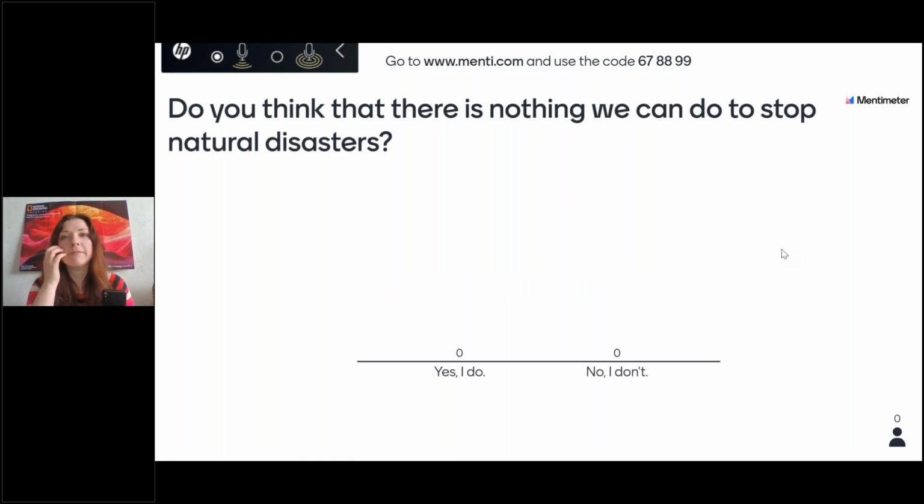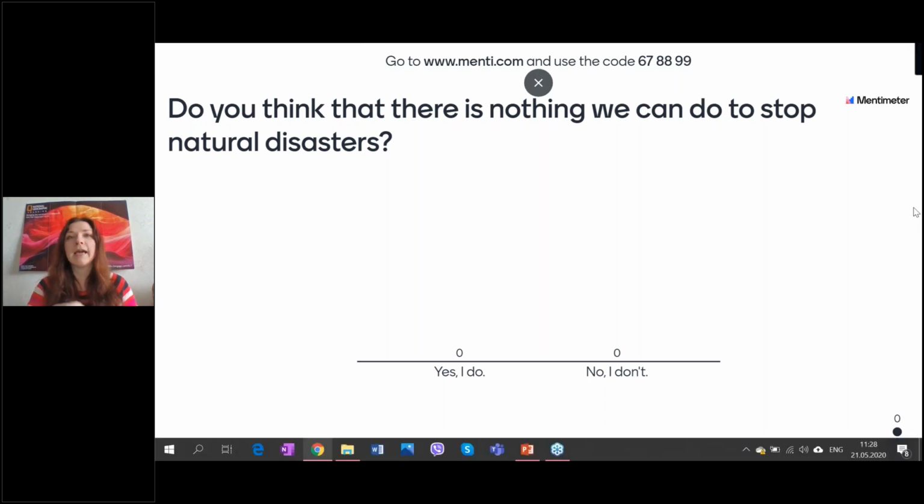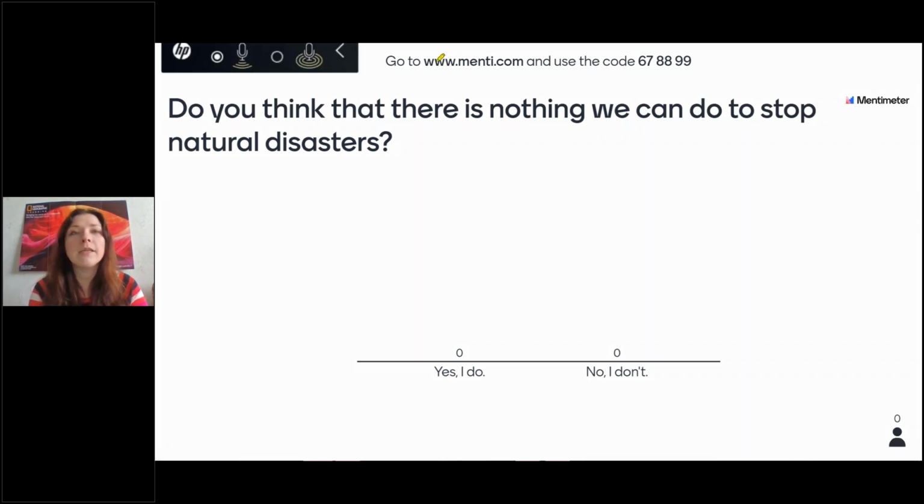I'm just explaining to you what to do. You need your mobile phone, or you can open a new tab if you are on your laptop or your computer. You go to this site, menti.com. I'm putting the yellow rectangle around it, menti.com. Once you are there, you need to enter the code.